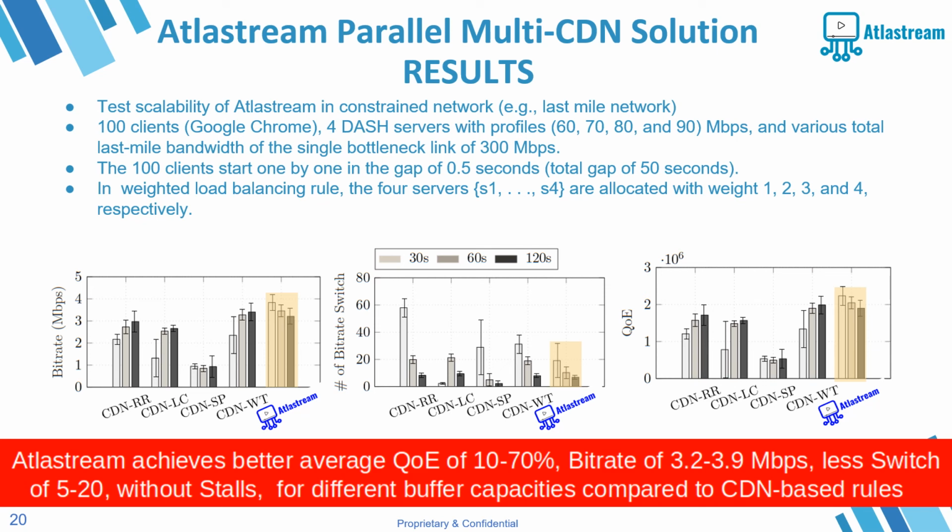The Atlas Stream solution is able to achieve a significant improvement in the quality of experience of 10 to 70%, with a high bitrate, without rebufferings and with fewer quality switches, for all maximum buffer capacities compared to CDN load balancing rules.